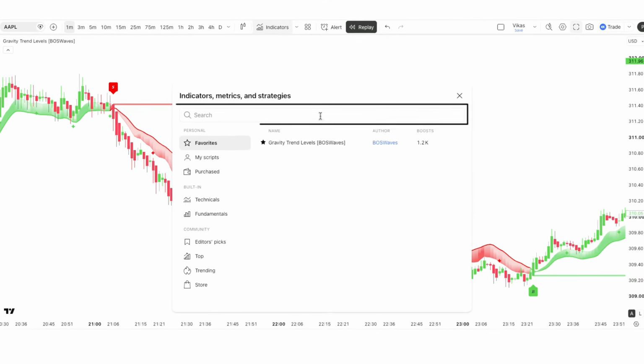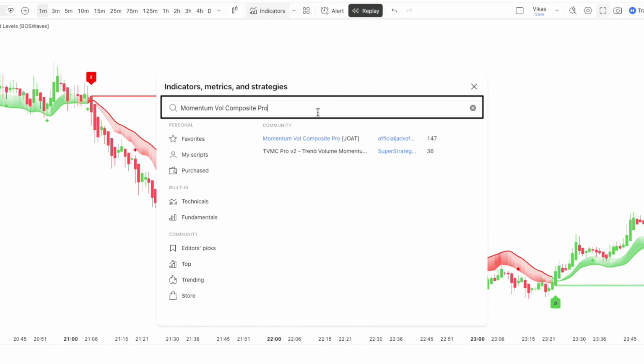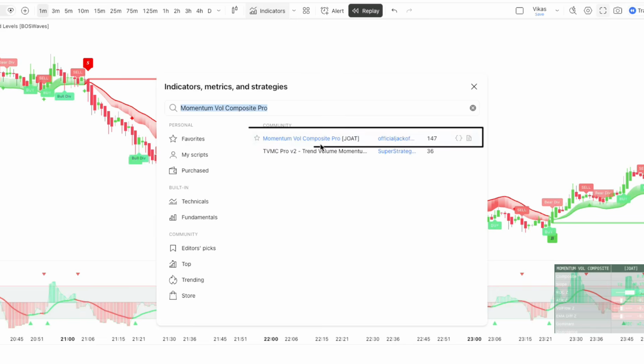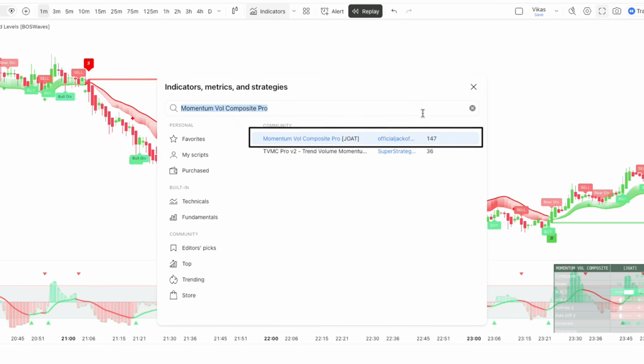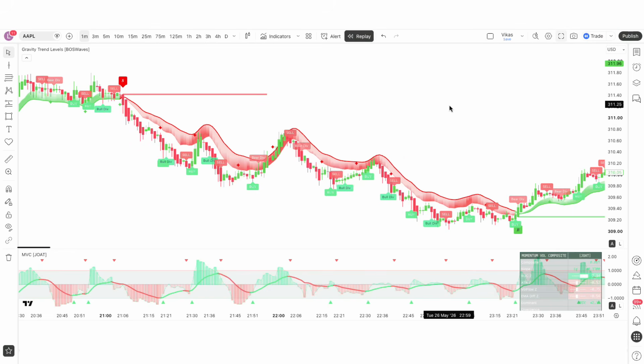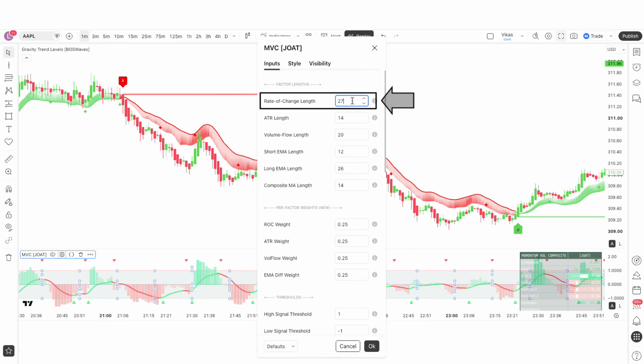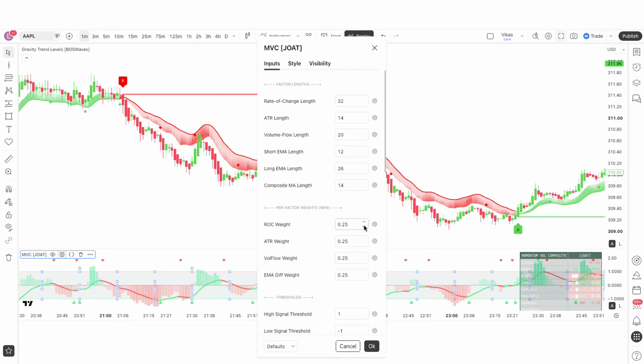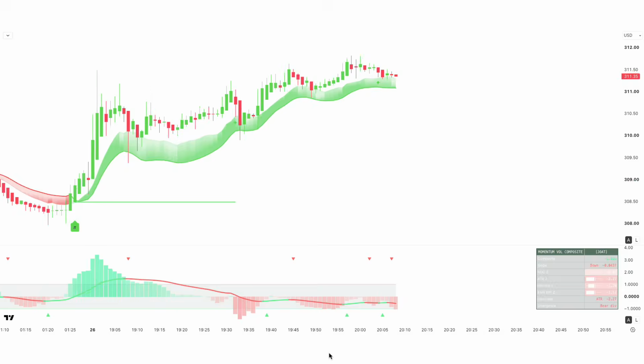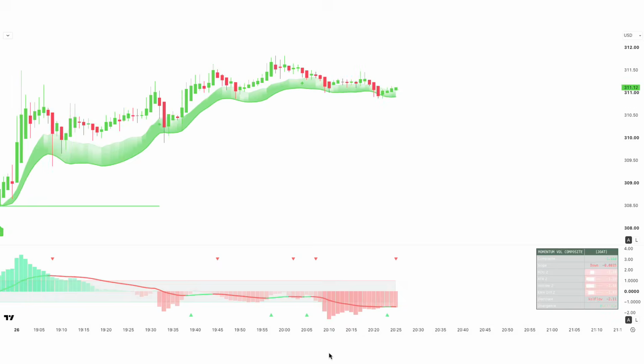Let's go to the indicator search, type Momentum Vol Composite Pro, and select this one called Momentum Vol Composite Pro, created by Official J. Akoff. Now let's access the settings of this indicator so we can modify it to suit our strategy. We have to keep these options hidden. We change rate of change length 14 to 32, and here everything is fine after that. Click OK. Now our setup is ready. Let's see how we use these trading setups.